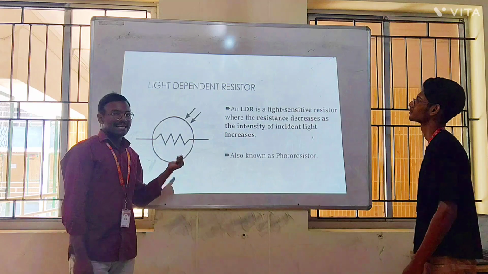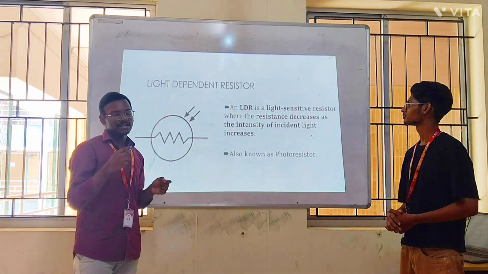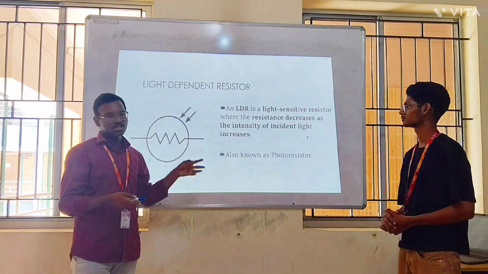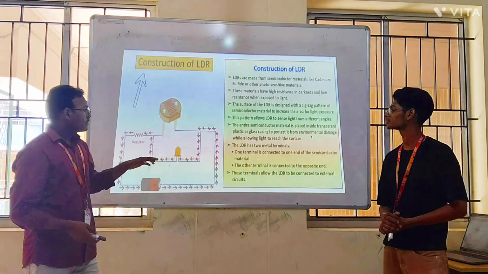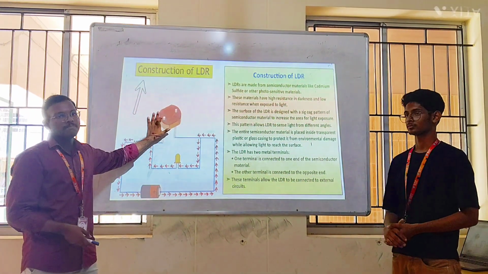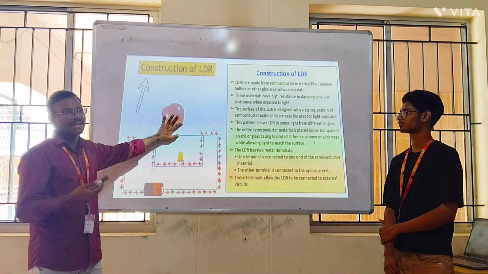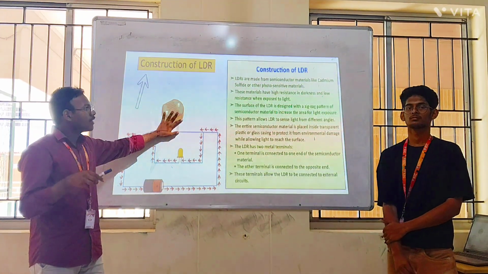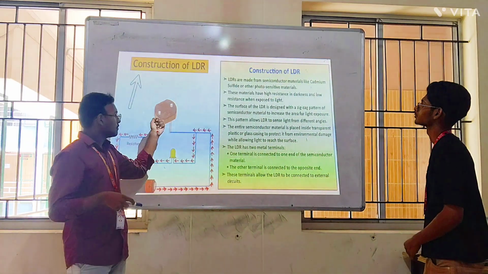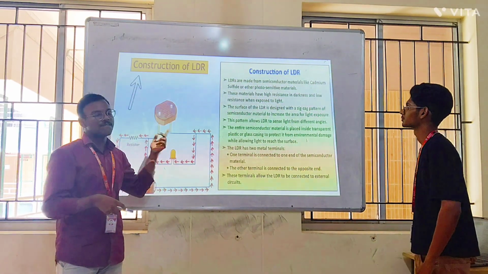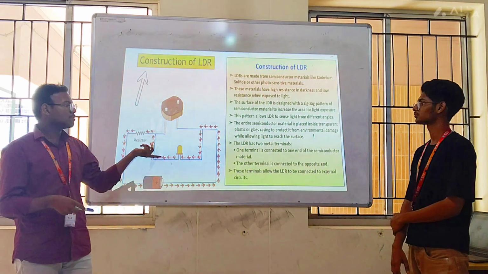So LDR is a light sensitive resistor where resistance decreases when the intensity of light increases. It is also known as a photoresistor. Construction of LDR. It is made up of semiconductor material like cadmium sulfide. It is used here, but we also have cadmium selenide, which is used to detect infrared rays. These semiconductor materials have high resistance in darkness and low resistance when exposed to light.